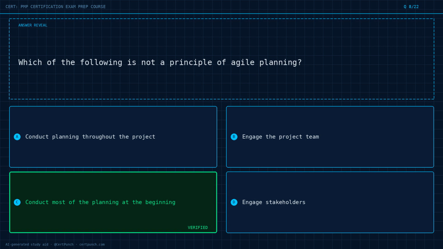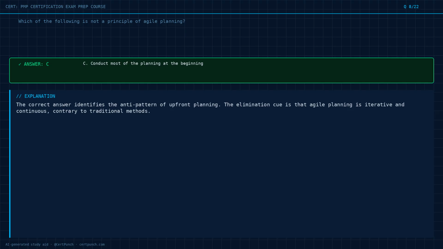The answer is option C. Why it works. The correct answer identifies the anti-pattern of upfront planning. The elimination cue is that Agile planning is iterative and continuous, contrary to traditional methods.